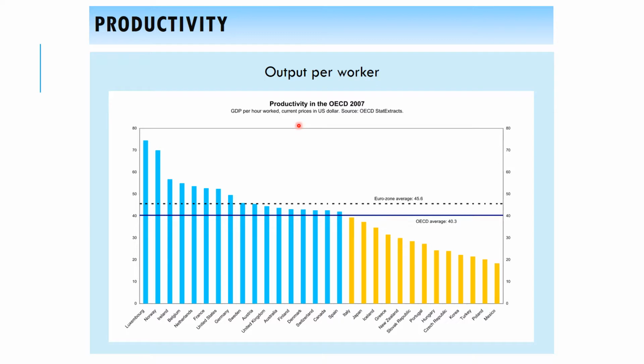And in this chart, we've got some examples here of the level of output per worker across different countries. So where productivity is high, or if productivity was to increase, we would expect this to lower unit cost to businesses and the supply curve would shift to the right.